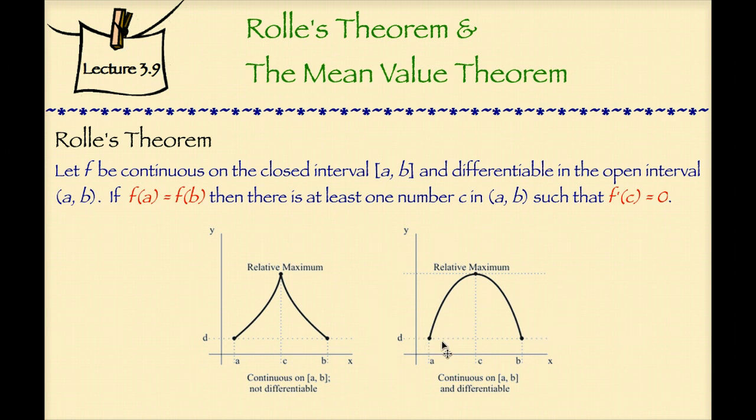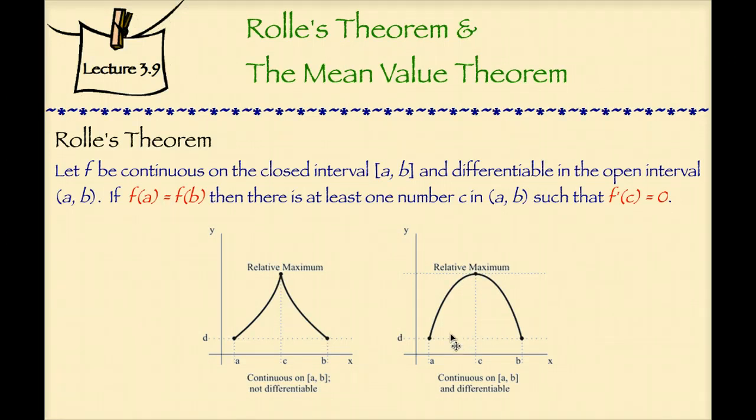If our function is continuous and differentiable on this interval, those conditions being met, we then say if f of a, the function value at a, the left endpoint of the interval, equals f of b, the function value at b, the right endpoint of the interval. If those function values are equal, then there's at least one number c in the interval (a, b) such that f prime of c equals 0. There has to be a place then where the slope was 0.